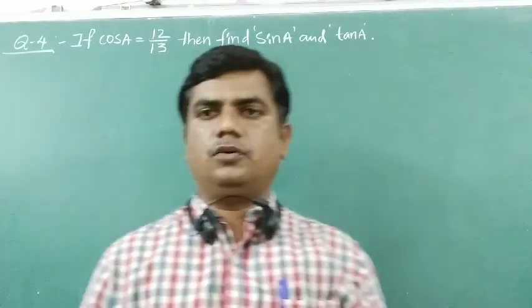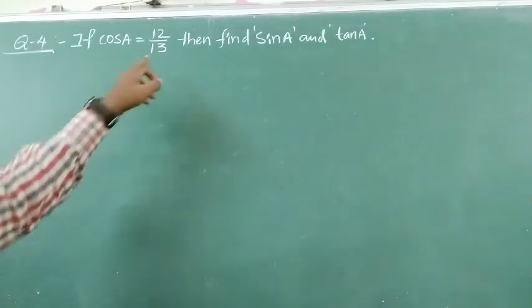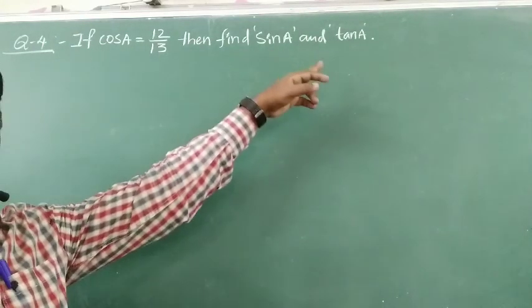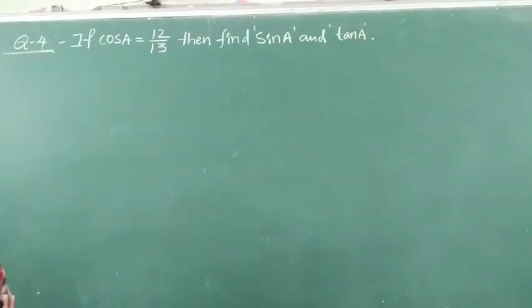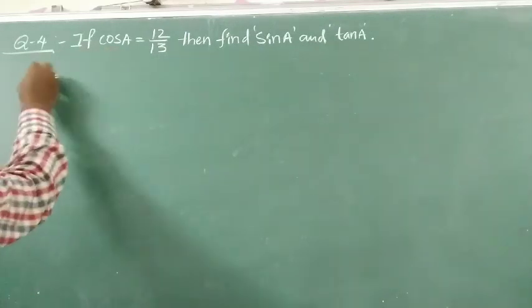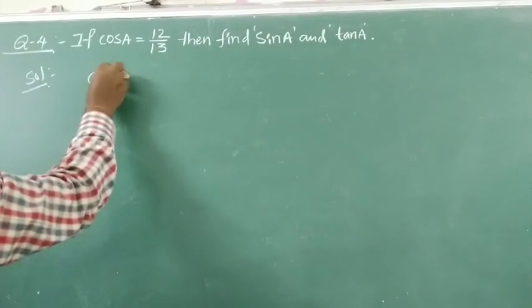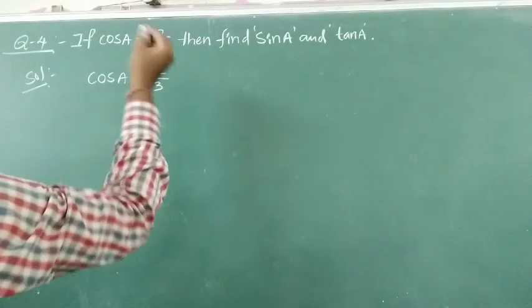Next let us see question number 4. If cos A equals 12 by 13, then find sin A and tan A. So here cos A value 12 by 13 is given, we have to find sin A and tan A value. So in the solution, cos A equals 12 by 13 is given.